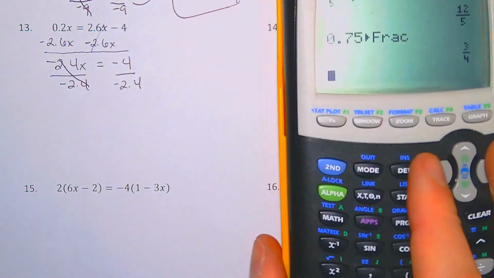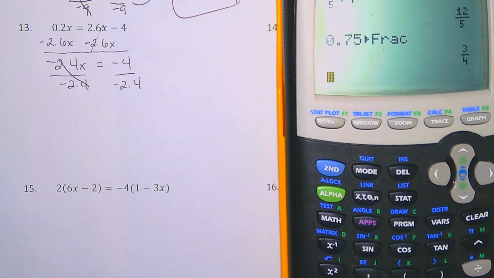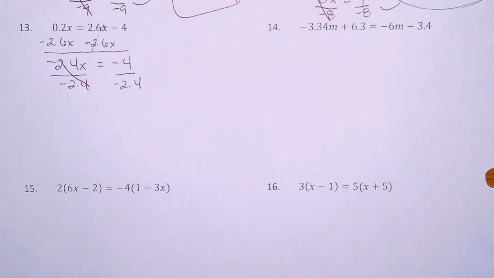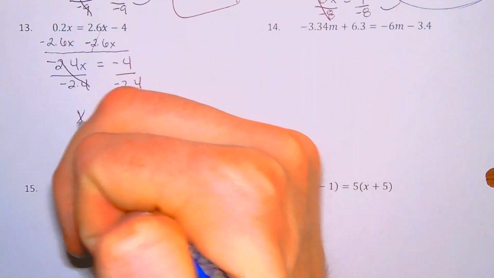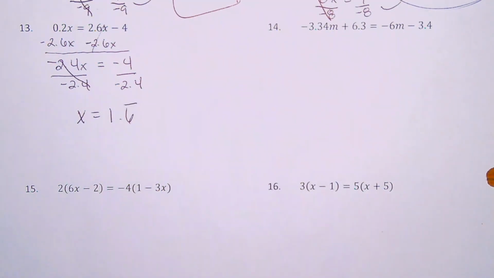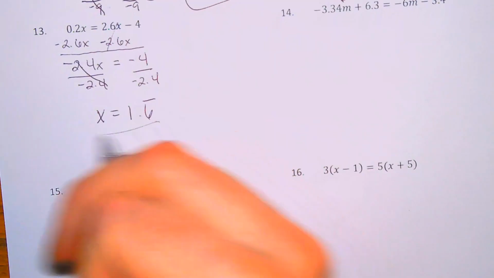Pull out my calculator here. I'm going to do negative 4 divided by negative 2.4. I'm going to get a repeating decimal here. So all I want to do is go x equals 1.6 with a repeater on it. Okay? And that's your answer.